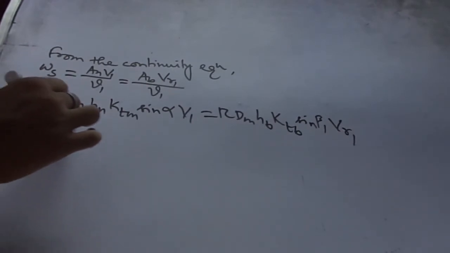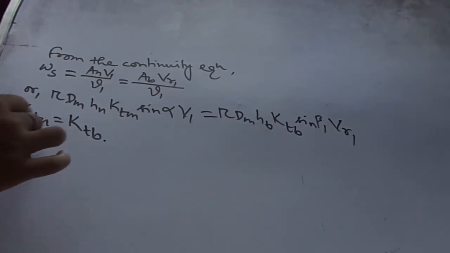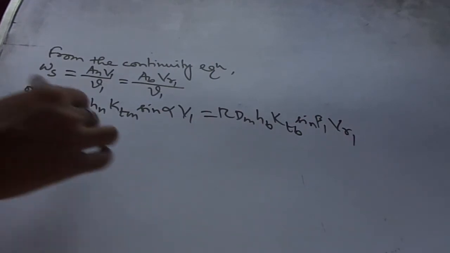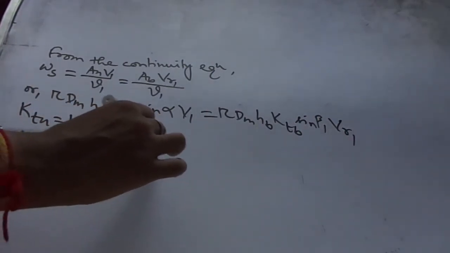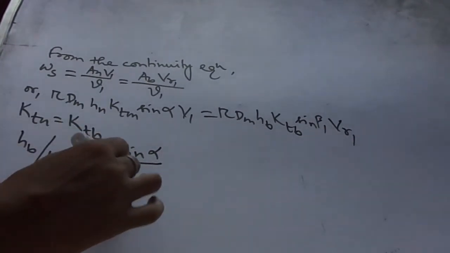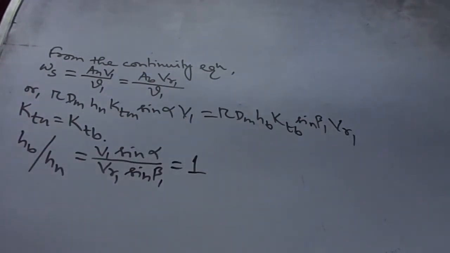KTN is equal to KTV. So that HB by HN is equal to V1 sin alpha divided by VR1 sin beta 1, which is equal to 1. This indicates that the blade height at entrance is equal to the nozzle height at exit.